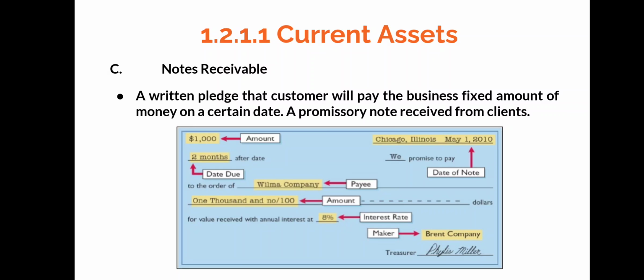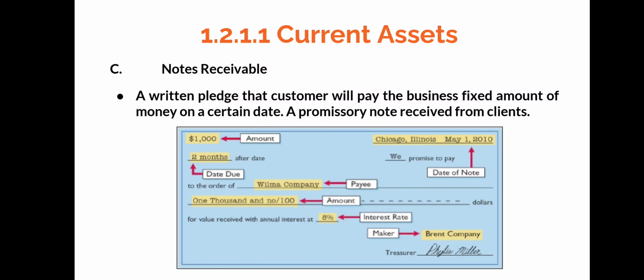Notes receivable is a written pledge that a customer will pay the business a fixed amount of money on a certain date. In simpler terms, let's say the business performed a service or provided products to customers, but instead of the customer paying the business cash, the customer will issue a promissory note to the business.